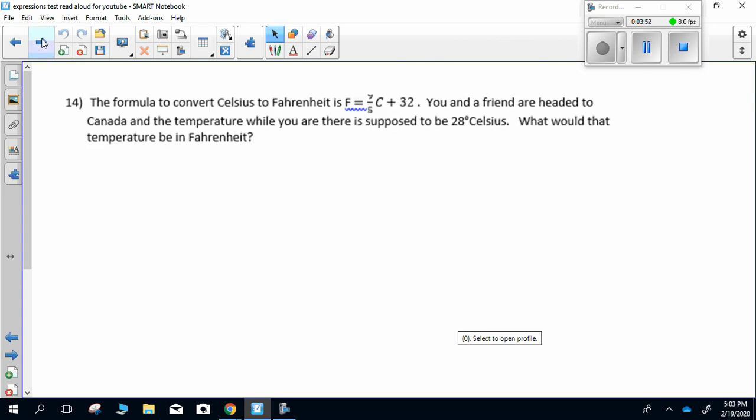Number 14, the formula to convert Celsius to Fahrenheit is F equals 9/5 C plus 32. You and a friend are headed out to Canada, and the temperature while you are there is supposed to be 28 degrees Celsius. What would that temperature be in Fahrenheit?